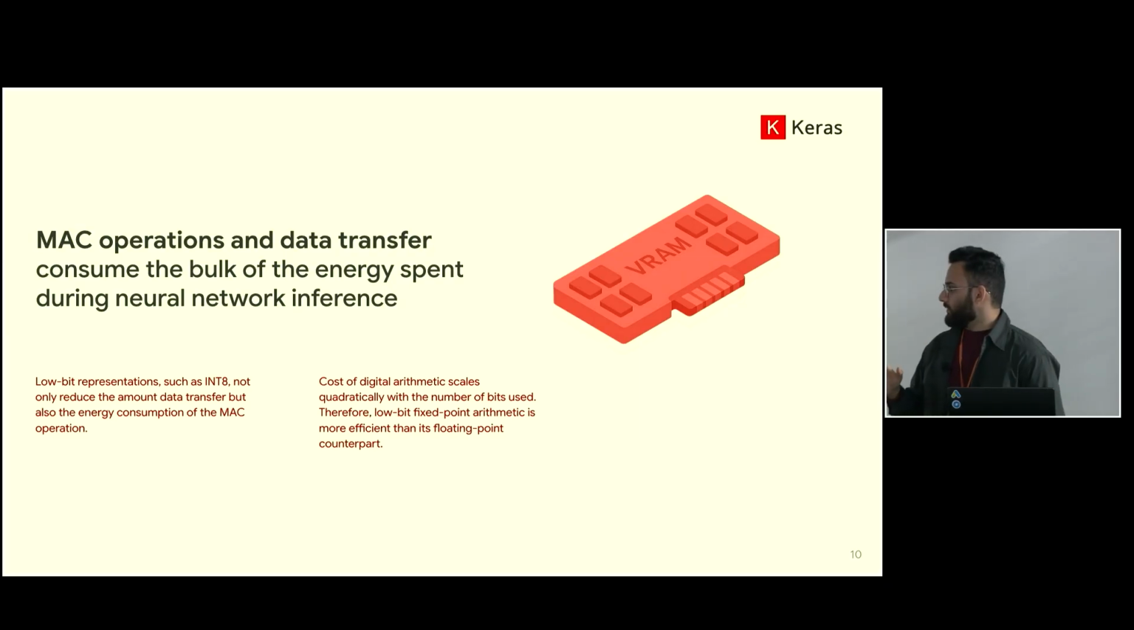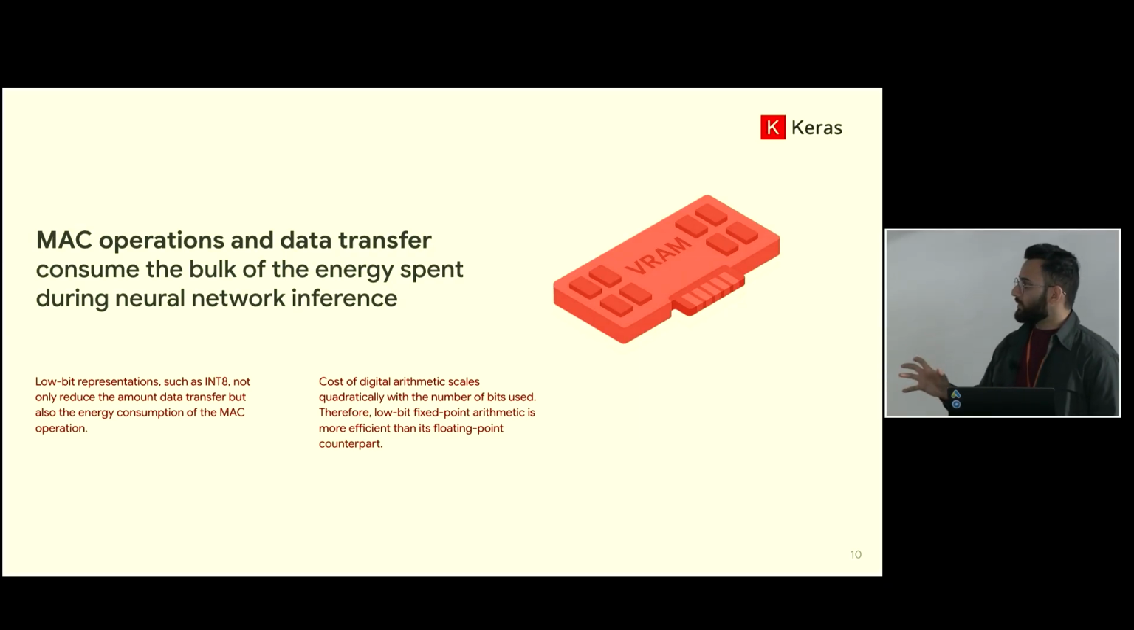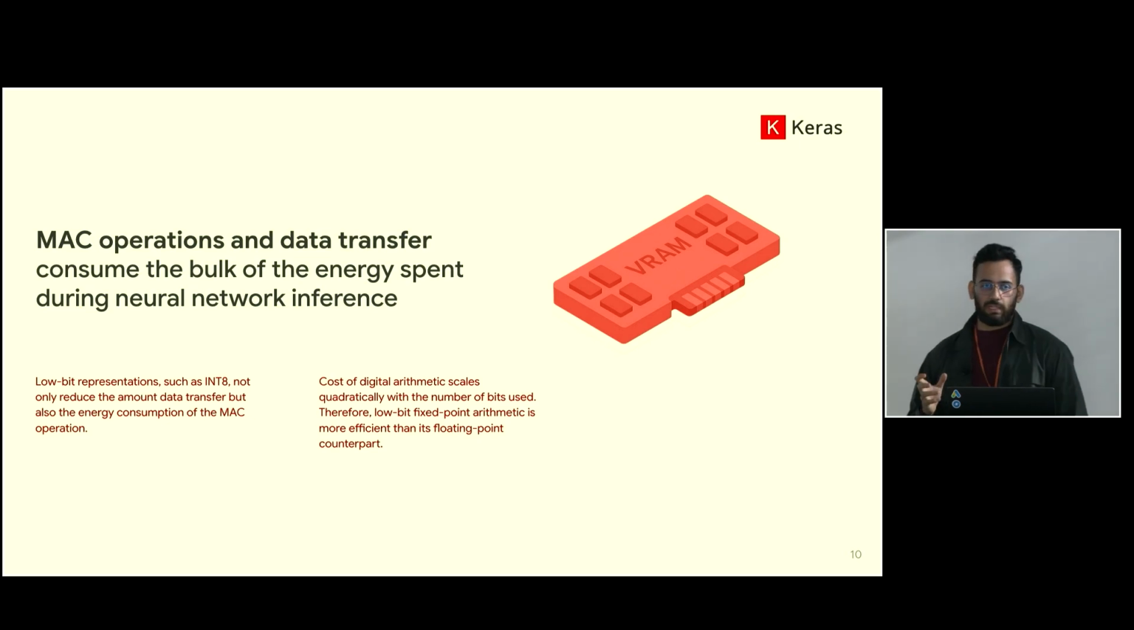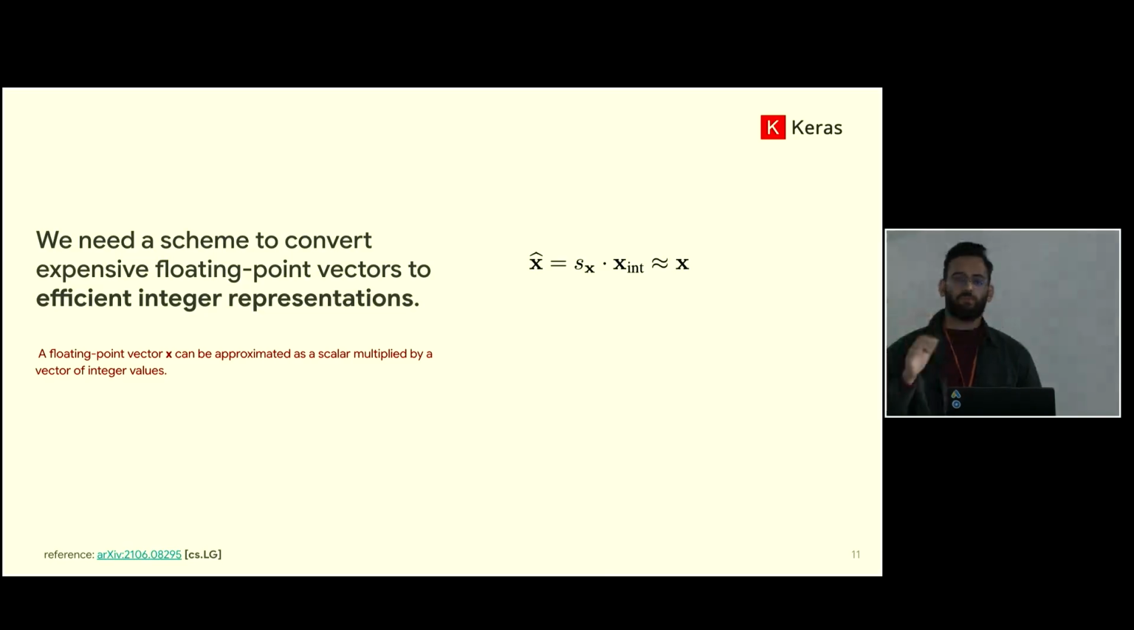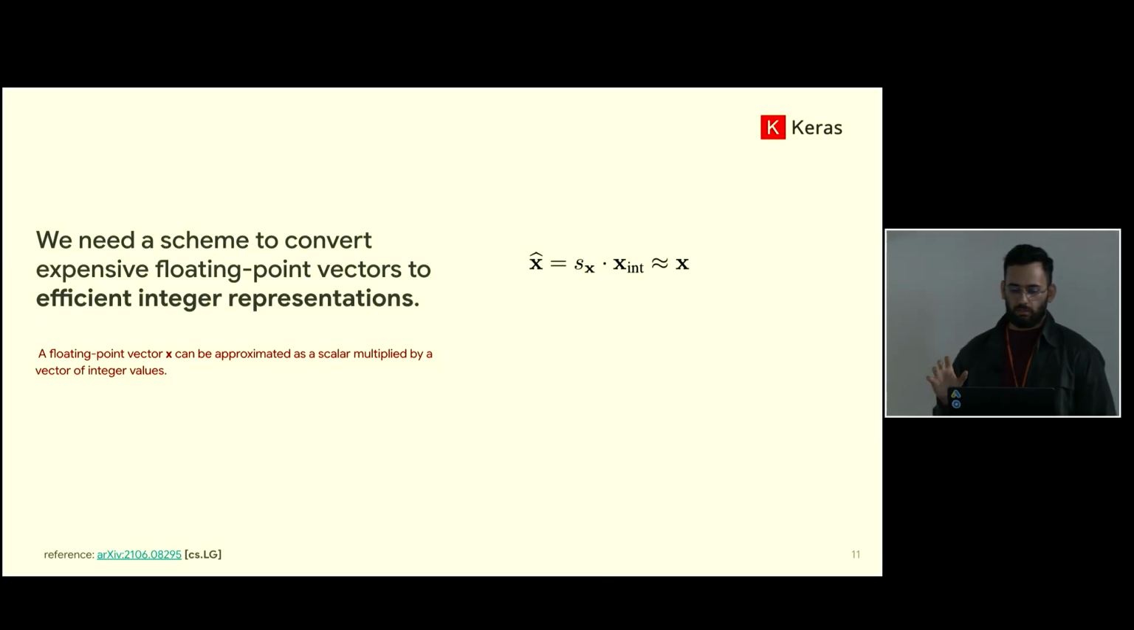The less data transfer and the cheaper operations in terms of the hardware that you use also reduce the power draw as well as the cooling that you need to have in place to make these things run well. So how do we actually move from this high precision 32-bit floating point into a low precision representation? There needs to be a certain scheme which allows us to move between these two regimes, right?